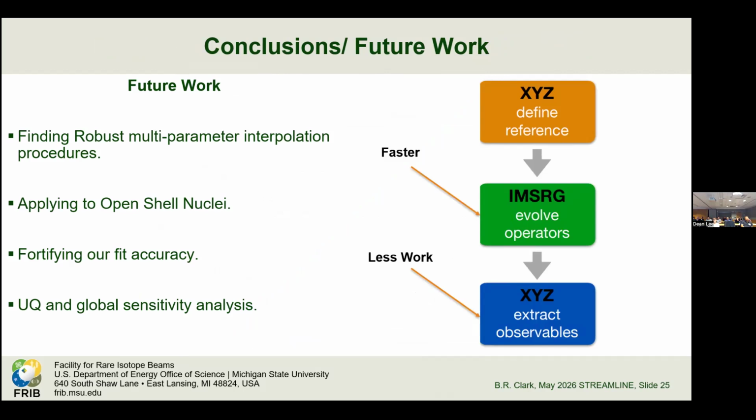Future work, we want to figure out some robust methods for multi-parameter interpolation. Fortify our fit accuracy. Sometimes the fit that we have to do can deviate a little bit. It's right about 95% of the time, but for that 5%, we want to figure that out. We want to apply the same thing to open shell nuclei, and then use all of our tools to do things like UQ and global sensitivity analysis.